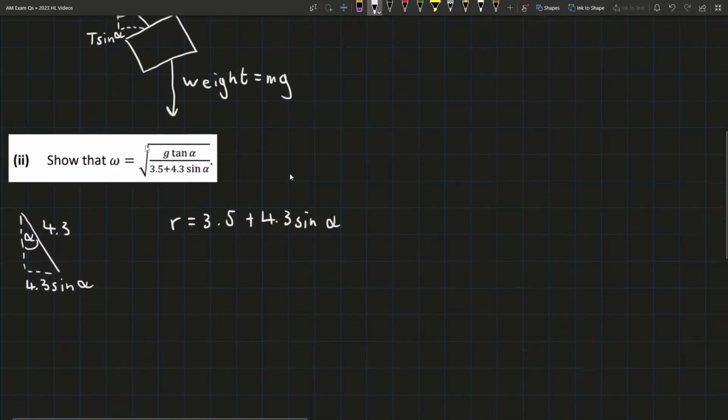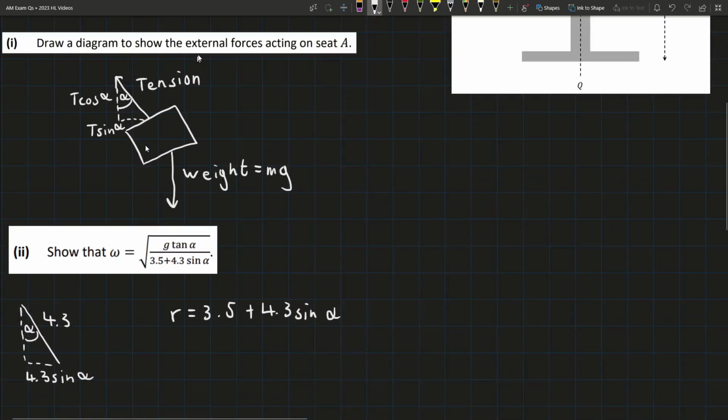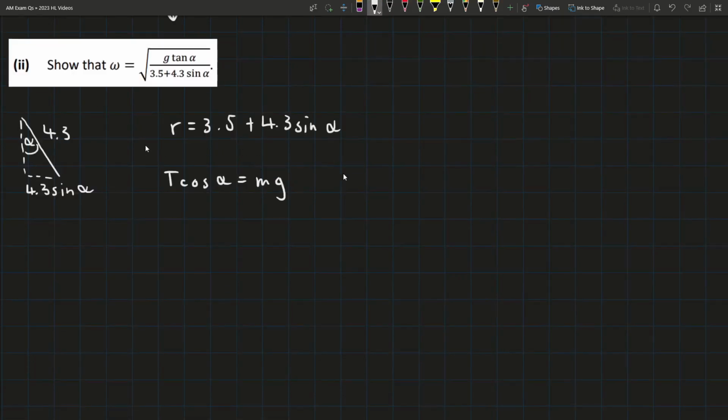So now let's just have a look at the forces again. In horizontal circular motion, we have two main things we need to do. First one is forces up will be equal to forces down. So that means the T cos alpha in our diagram has to be equal to the weight mg. And that's our first equation.